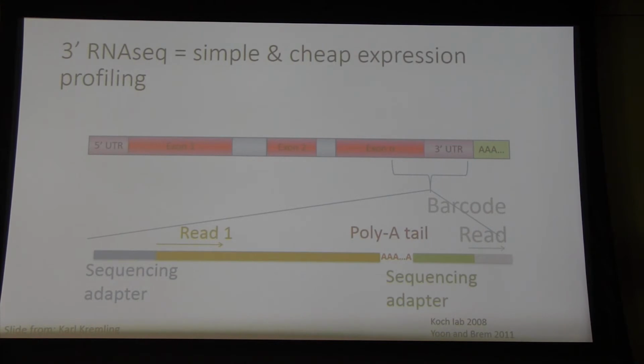And then for RNA sequencing, I used a method that was adapted to plants by Carl Kremling to do 3' RNA sequencing. And basically all you need to know about that is it's a way to cheaply and quickly profile the RNA from a whole bunch of samples.